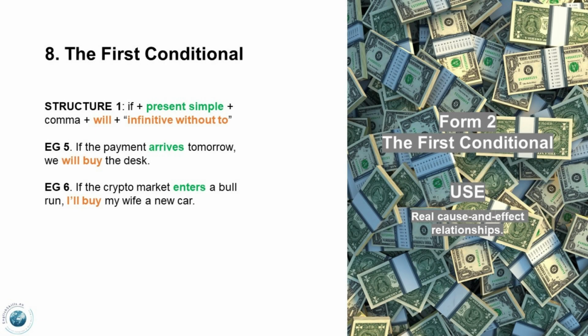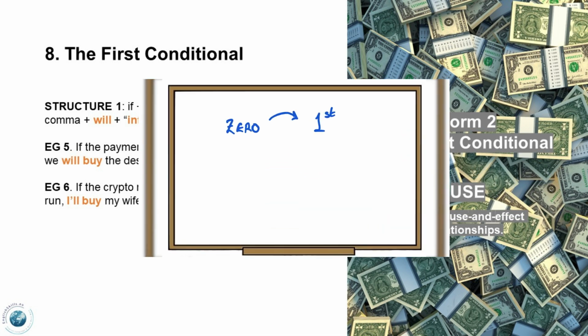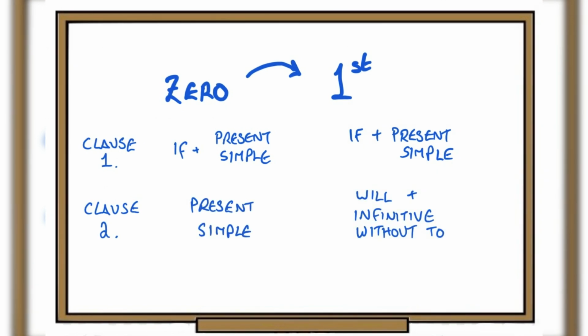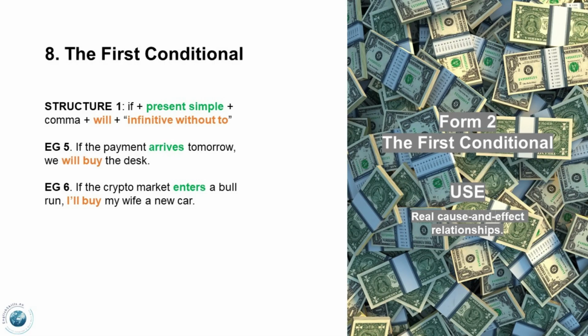Form 2. The first conditional. Structure 1. If plus present simple plus comma, plus will plus infinitive without to. Notice how, as we switch to the first from the zero, the grammar of the structure has become slightly more complicated. Example 5. If the payment arrives tomorrow, we will buy the desk.